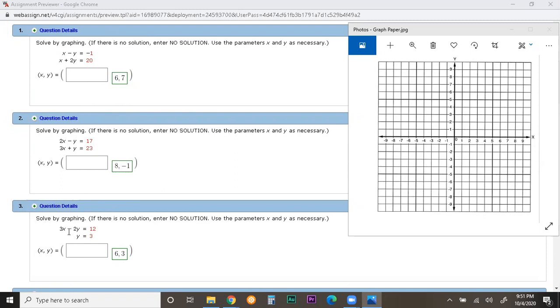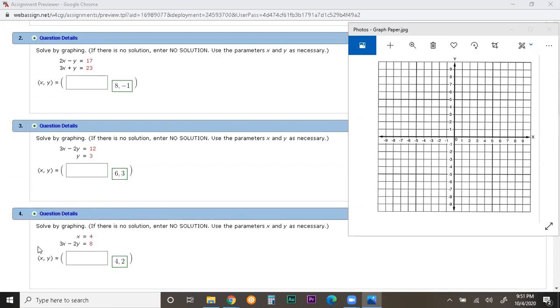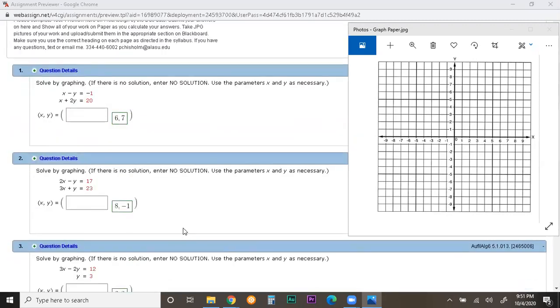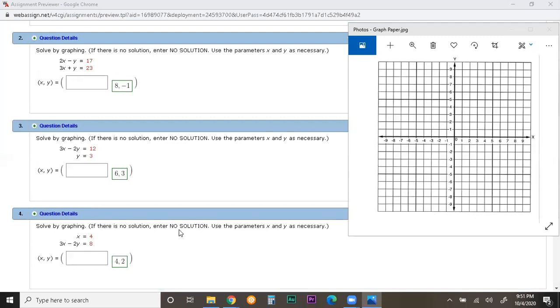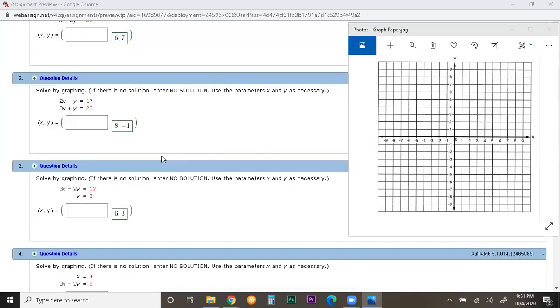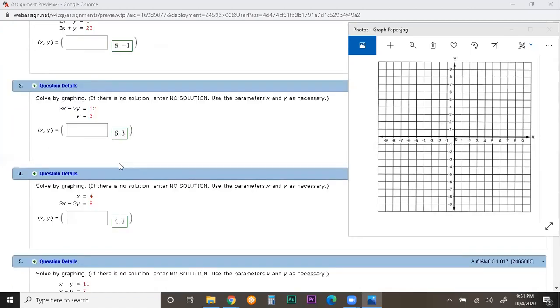For number 3, this second one here is y equals 3. And for number 4, the first one is x equals 4. So we're definitely going to talk about what to do in those situations as well. So let's jump right in. Let's look at number 3 and 4, because the same way we graph this first one here, this is how you will graph both equations for number 1 and number 2.